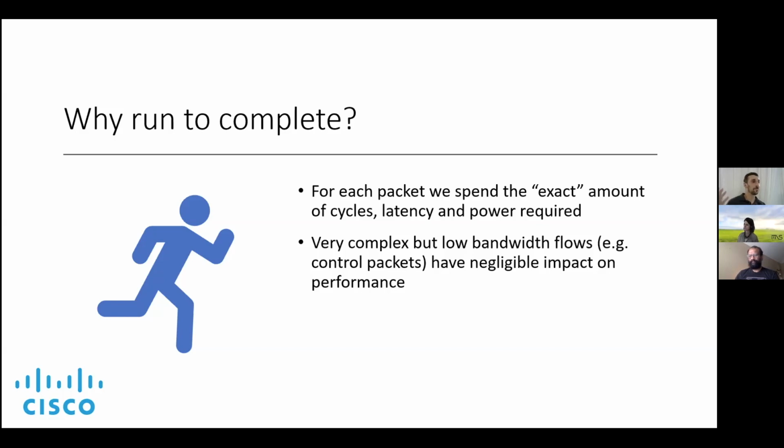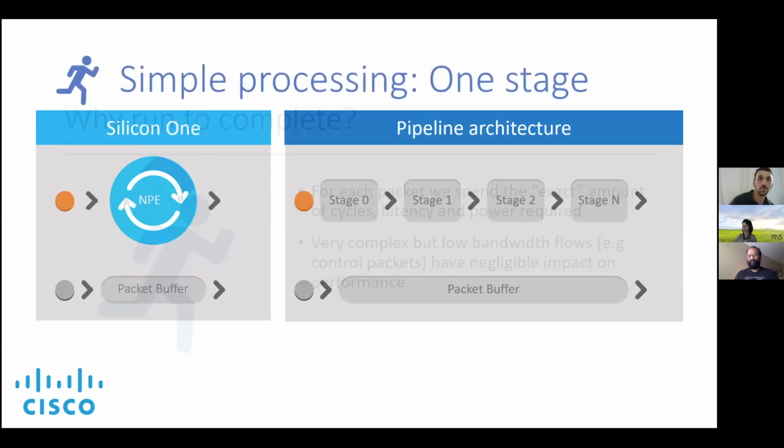Okay? Usually we have less than 0.1, 0.01, whatever percent of the traffic which is control. These control packets usually require a lot of processing. In the big picture, they do not impact the full bandwidth of the device, and they don't affect the architecture. However, also in more regular conditions, there are big advantages for the run to complete architecture. Let me show you two examples.